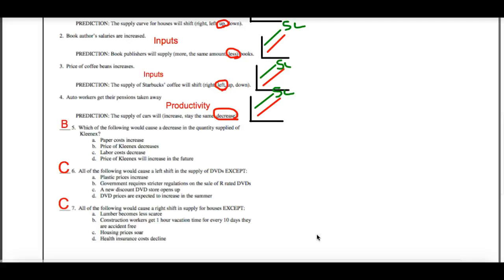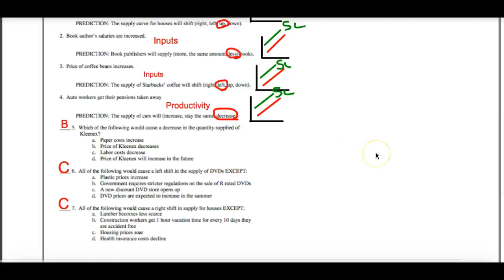C, housing prices soar. This is not a right shift, because this is a change in quantity supplied. We're talking about the price of houses and the supply of houses. D, health insurance costs decline. That's an input cost. Remember, some health insurance is paid by the producer, so that's also affecting the producer. So that would also be a right shift, because if the costs decline, they can then spend more money on other materials. So C is the correct answer because all the rest of them cause a right shift in supply. C is a change in quantity supplied, which is not a shift in the supply curve.